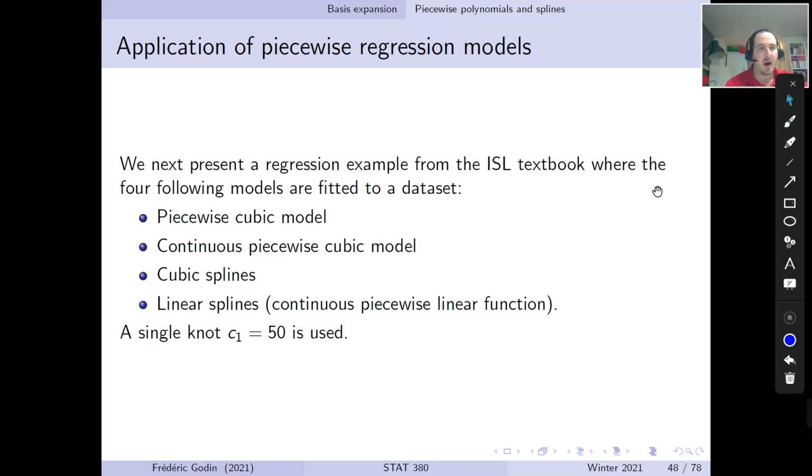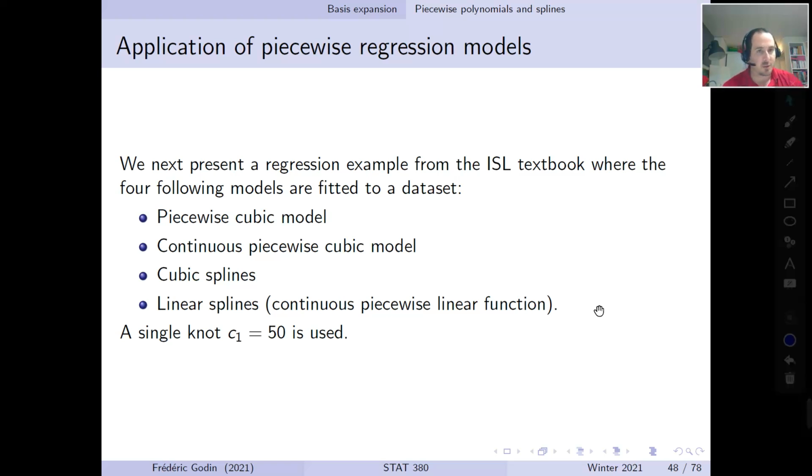Okay, so now we've seen how to get these properties, so to impose either continuity or some degree of smoothness on piecewise polynomials. We'll illustrate these methods through an example from the Introduction to Statistical Learning textbook, where the following four models were fitted. The first is a piecewise cubic polynomial. This means it's only cubic, but there's no constraint imposed on either continuity or smoothness at the knots.